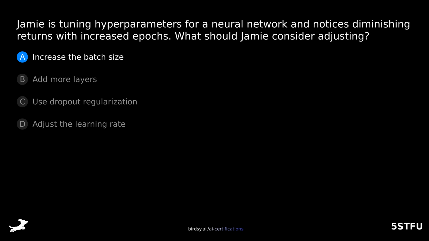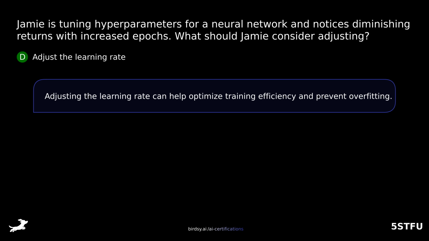Is it A. Increase the batch size? B. Add more layers? C. Use dropout regularization? Or D. Adjust the learning rate? The answer is D. Adjust the learning rate. Adjusting the learning rate can help optimize training efficiency and prevent overfitting.